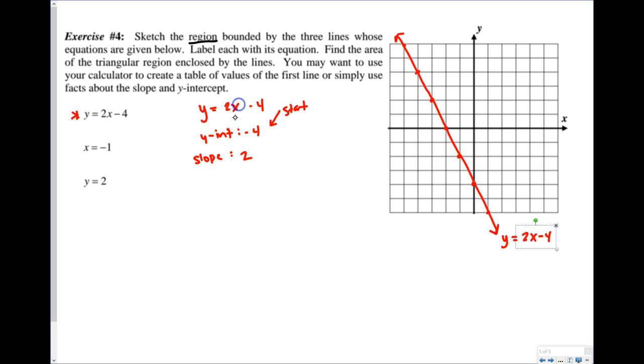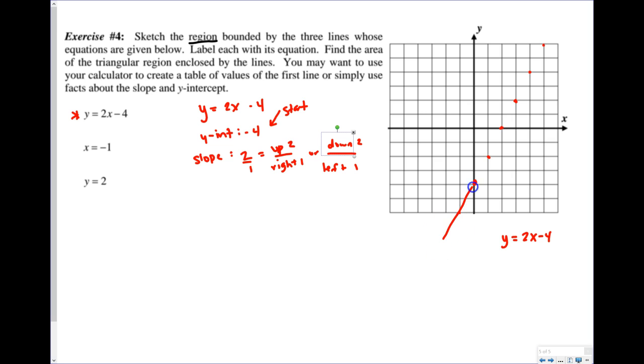This is a 2x, so this should be up 2 to the right 1. Or down 2, left 1. So let's try this again. Sorry. Negative 4, up 2 over 1. See how labeling helped me check my work there? If I hadn't labeled that, I wouldn't even notice I made a mistake.